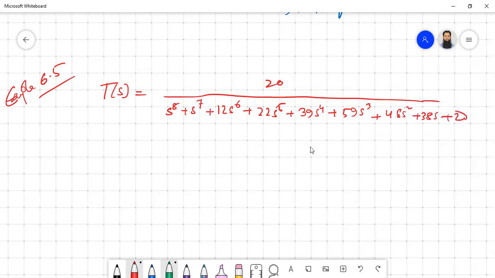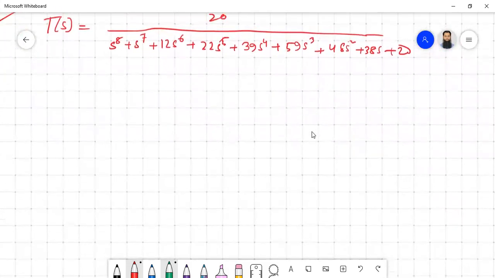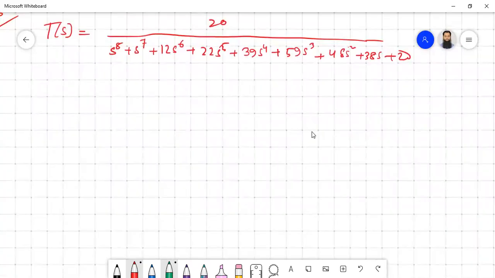Again, it's a bigger polynomial. With such a big polynomial it is very difficult to find the roots. That is why we go for the Routh table, which just gives us the number of poles for which the system is unstable, but the exact location is not figured out. So let's try to solve this one. s to the power 8, s to the power 7, s to the power 6, s to the power 5, s to the power 4, s cubed, s squared, s to the power 1, s to the power 0.